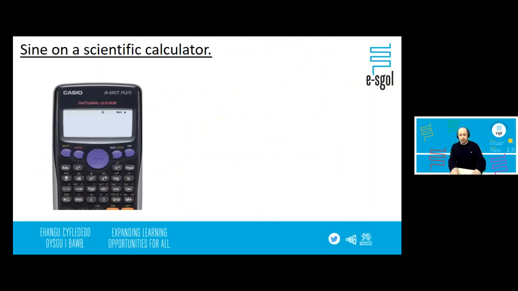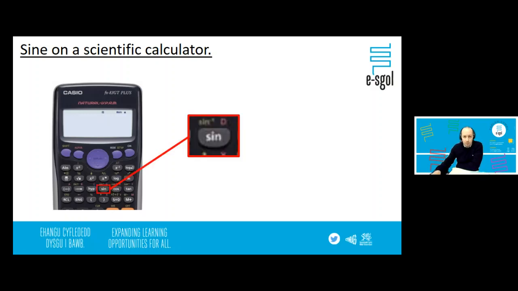Okay, so you got your good old scientific calculator, and you may notice the buttons at the top. You may have used these before, but to use the sine rule, we're going to be using the sine function there, which we'll be using in a moment.